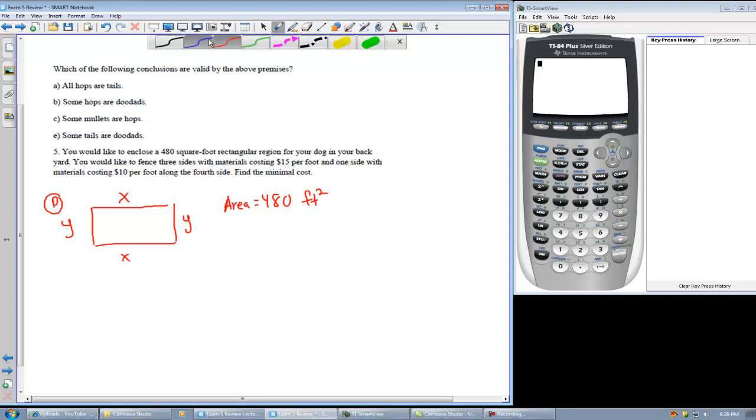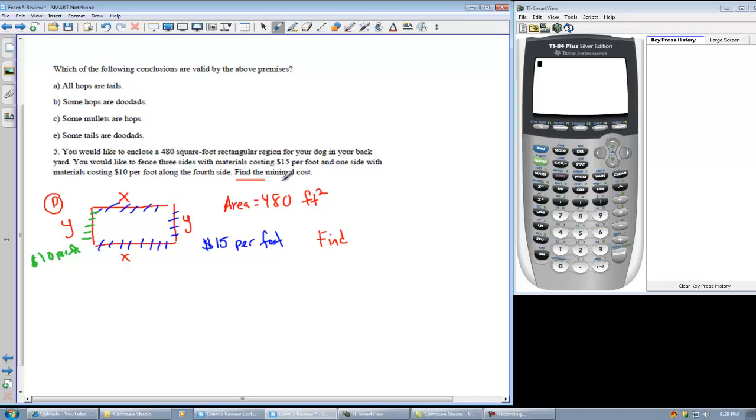Fence 3 sides with materials costing $15 per foot. So let's change the color up here since I have other colors I can use. So let's do these 3 sides. 1, 2, 3, and this is $15 per foot, and then the other side, let's do it in green. All right, this is going to be $10 per foot. So you have $15 per foot in blue and $10 per foot in green. And then I want to find the min cost. All right, so now I'm going to look for my equation.